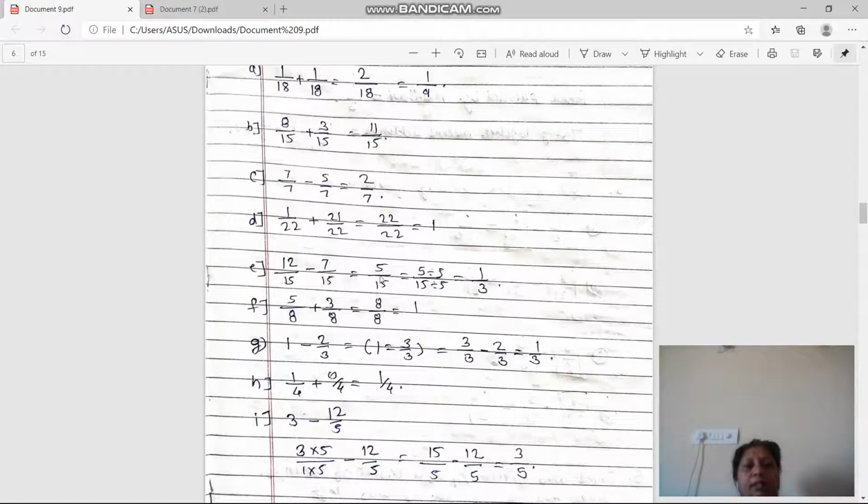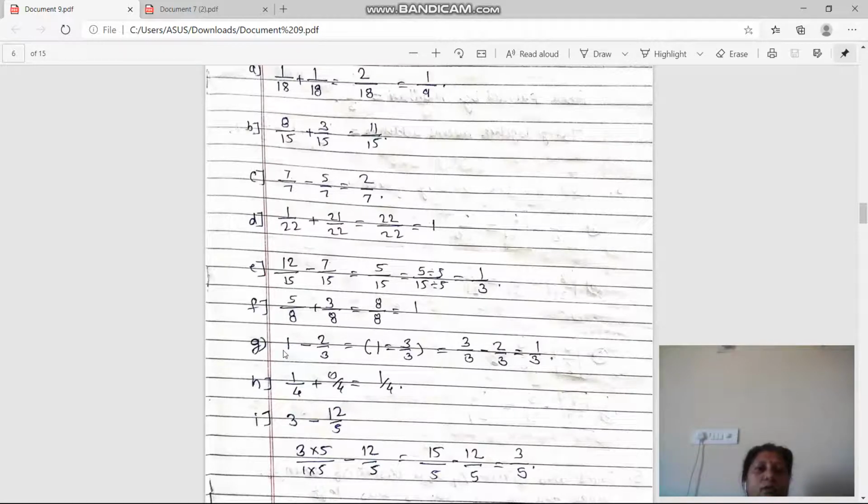Then 12 upon 15 minus 7 upon 15. So 12 minus 7 is 5. 5 upon 15. So we have to divide. So it is the answer, 5 upon 15 is right. If you want to simplify, then you can simplify it. Get it? Next, 5 upon 8 plus 3 upon 8. So write the denominator as it is and 5 plus 3 we get 8. 8 upon 8, that is 1, or you can write it as it is, 8 upon 8.